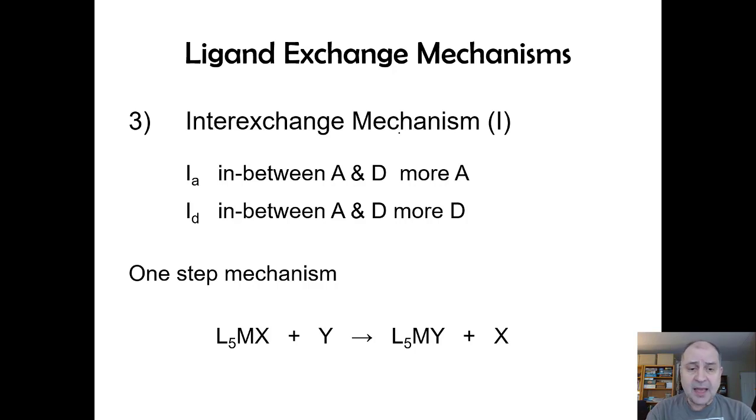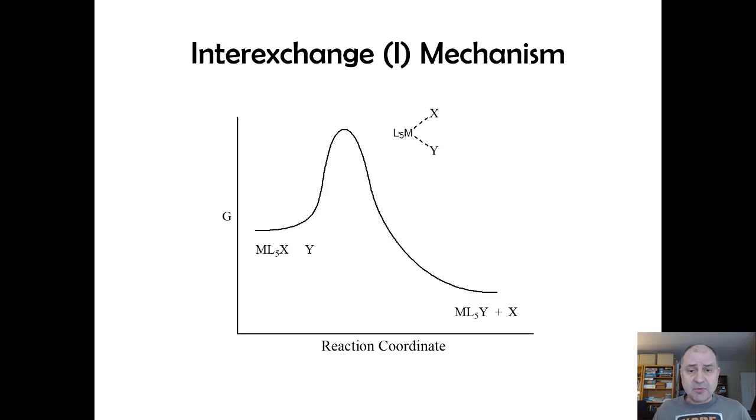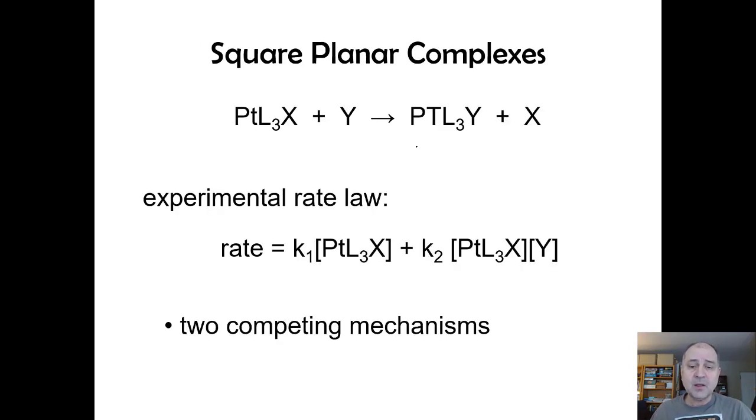The reality is a lot of times we have some mechanisms that are in between. We call them interchange mechanisms here, right? So it's kind of an in-between type thing. And so what we do for the transition state is draw a dashed line between the incoming and the leaving ligand. So that's the difference. Those are the three that you need to know: dissociative, associative, and interchange mechanism.